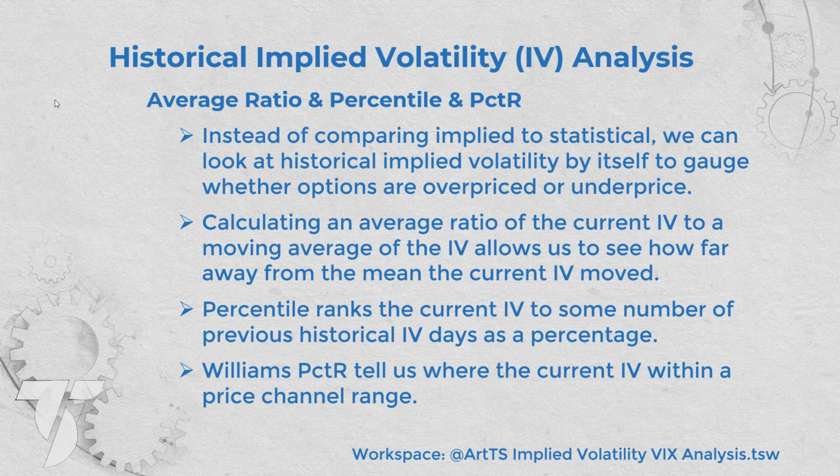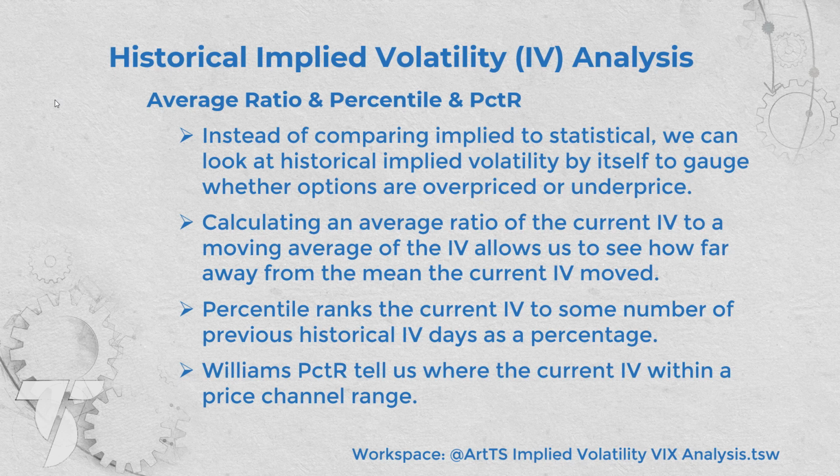So the farther it is away, let's say it's farther away to the upside, those options are way overpriced. And if it's way far away on the downside, those options are way underpriced. And so I want to know that. And I want to be able to scan on a list of symbols to see which ones are most overpriced and which ones are most underpriced. And so we'll look at that. But right now I'm focusing on those VIX indexes from the CBOE. So the average ratio is one of those indicators that I want to look at.